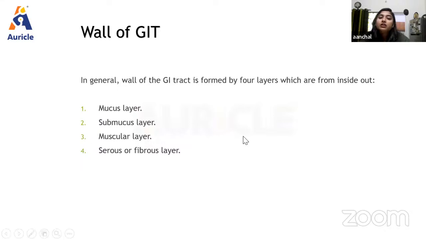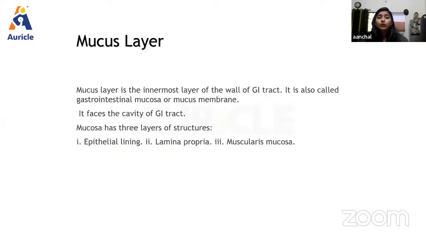Then next we have the wall of GI tract, which is formed by 4 layers. First will be mucous layer. The second will be submucous. The third is muscular layer. The fourth is serous or fibrous layer. One by one, we're going to discuss these layers in detail.